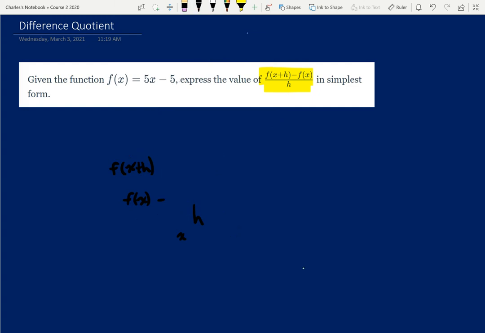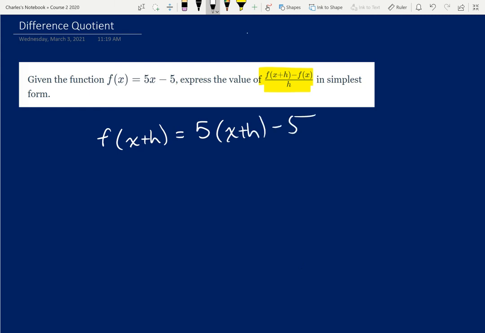You're going to start to see it over and over again in this class, and then in calculus it comes back again. And this relates to the concept of average rate of change, and we're going to move it to the concept of instantaneous rate of change. So the first thing I want to do is put x plus h in there. So what's f of x plus h? That's going to be 5 times x plus h minus 5. Sorry, I also want to put f of x in there.